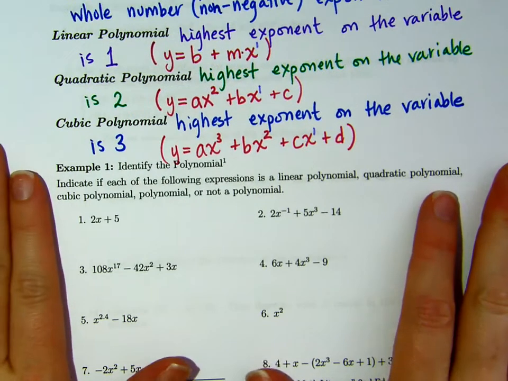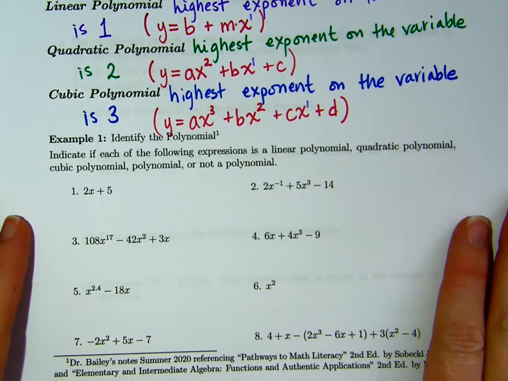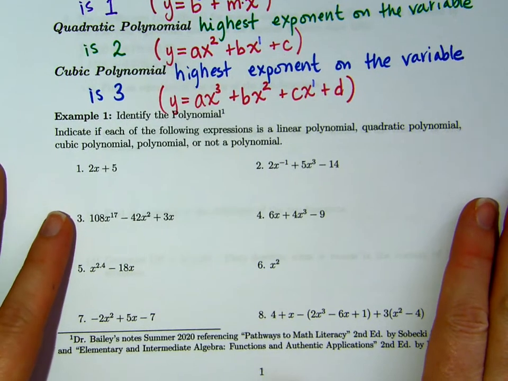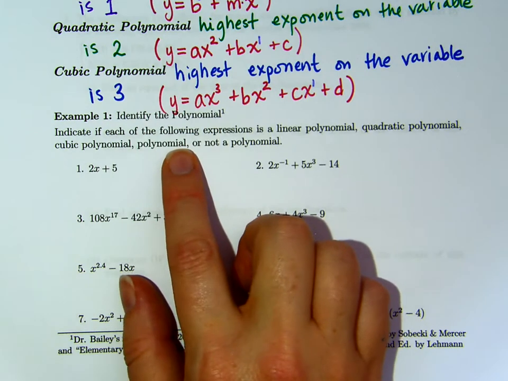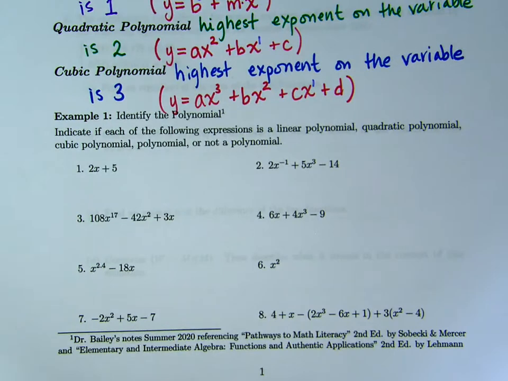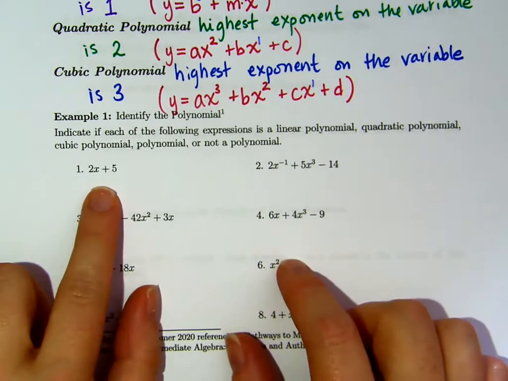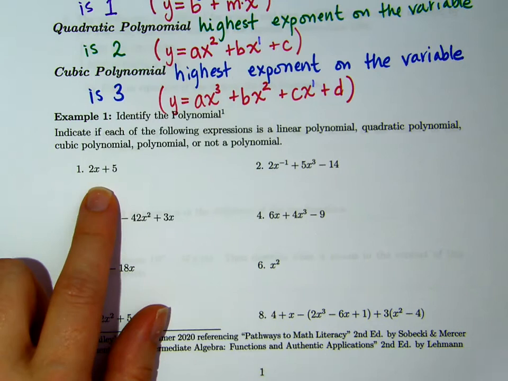So let's take a peek at example 1. It says identify the polynomial. Indicate if each of the following expressions is a linear polynomial, quadratic polynomial, cubic polynomial, just a polynomial that doesn't fit into one of these special categories, or not one at all. All right, I like to go with the low-hanging fruit and identify ones that I already know, like number 1 and number 6. So when I look at number 1, I'm like, that is a linear polynomial. Let's write that down.